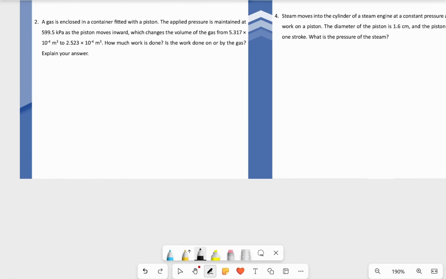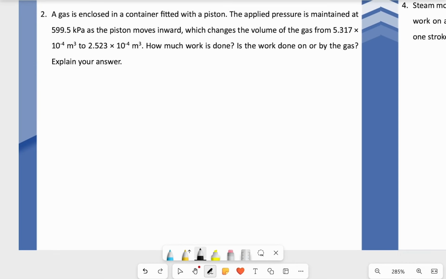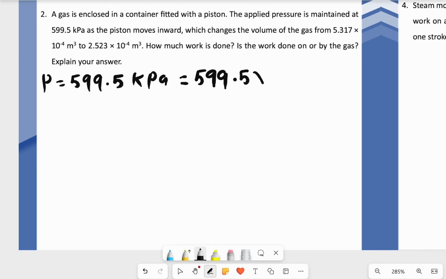Now you have question 2. It says, a gas is enclosed in a container fitted with a piston. The applied pressure is maintained at 599.5 kilopascal, so pressure is equal to 599.5 kilopascal. Directly change this to Pascal. We need the result in Pascal. So 599.5 times kilo, 10 to the power of 3 Pascal.